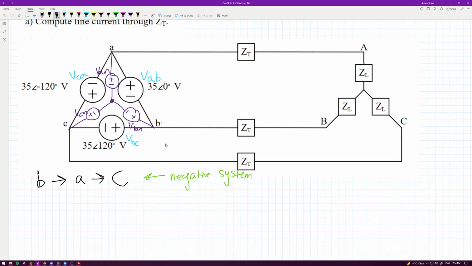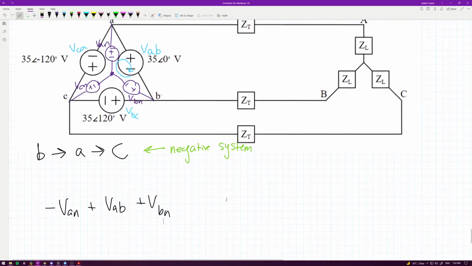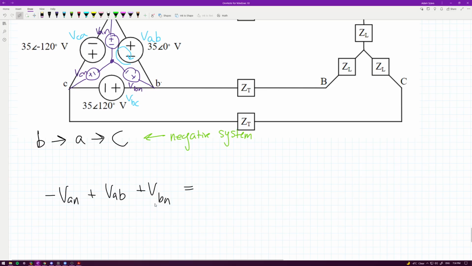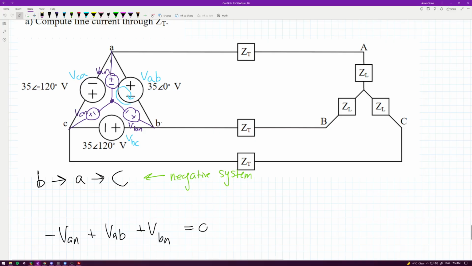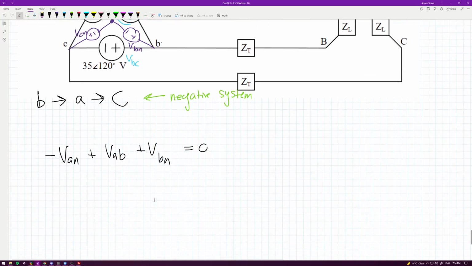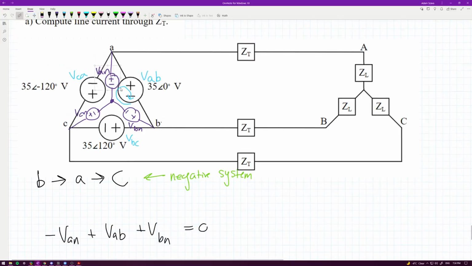Again, you can use your formulas here, but I think it makes a little more sense to just figure it out from the circuit. I'm going to create a KVL loop to figure out more information about the circuit. So it's going to be negative VAN plus VAB plus VBN equals 0, obviously. Let me confirm that I did that right. Looks right to me. What I'm trying to do is figure out what VAN has to be. That's the first goal here.